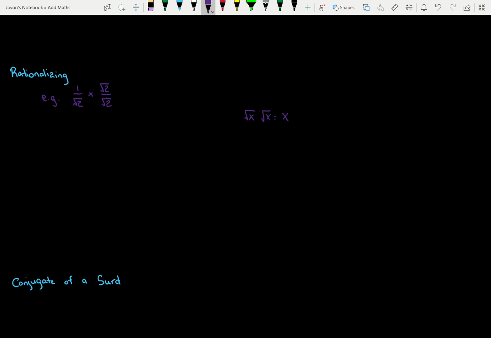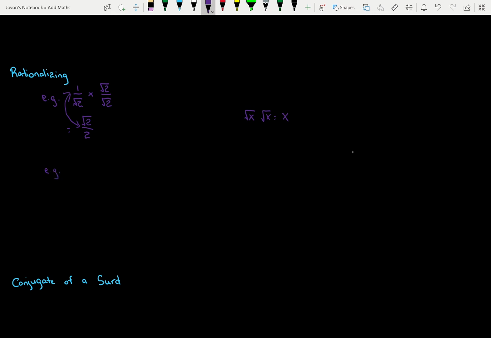Okay? So this is the same as root 2 over 2. This and this is the same thing. But this way is just what we say is a nicer way to write it. Okay? So let's do another example.